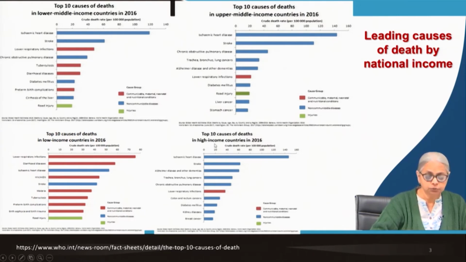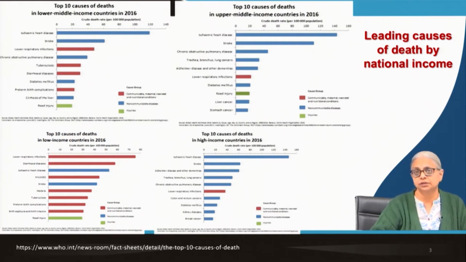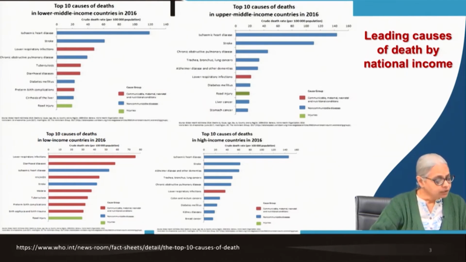Then we come to high income countries, and this is something that remains fixed in these high income countries. So it's obviously much harder to control respiratory infections as compared to, let's say, waterborne diseases and foodborne diseases that are all related to microbial pathogens.